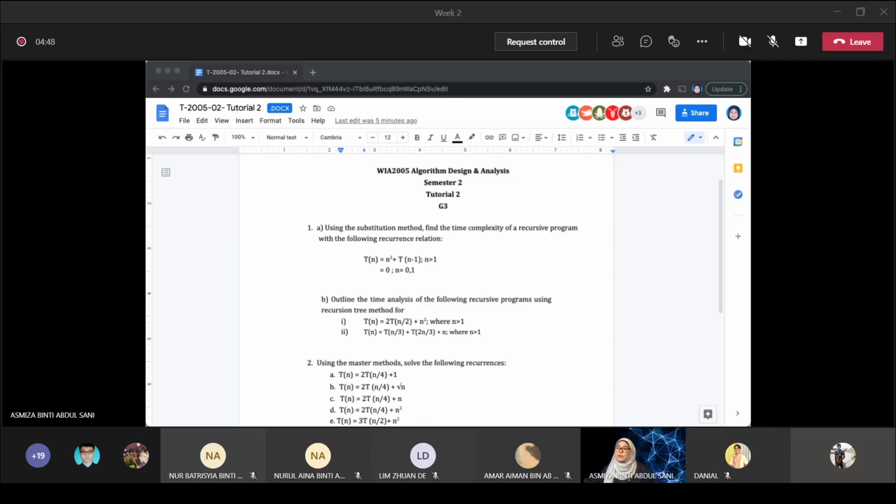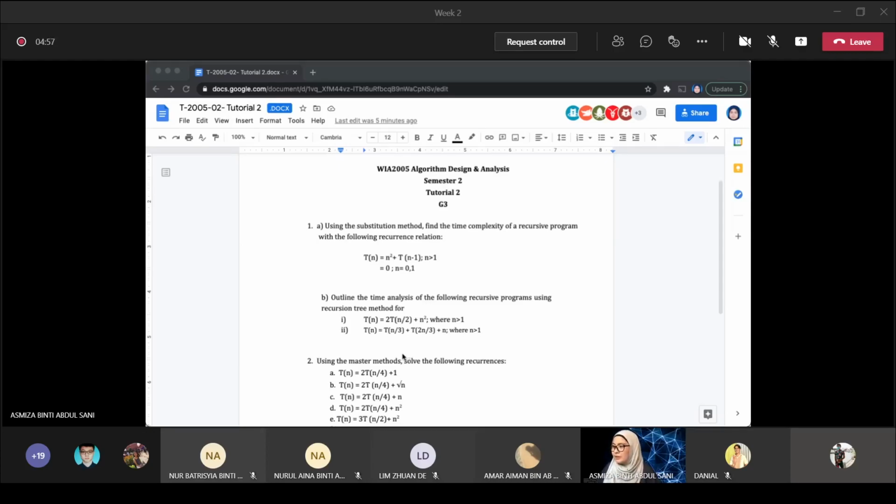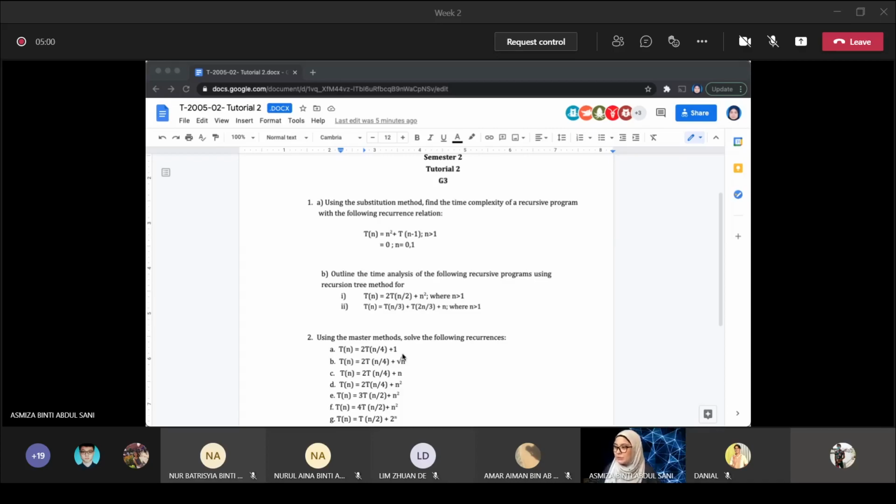Today we're going to be looking at some questions, applying those methods. Let's look at the first one, which uses the substitution method, for this recurrence relation: T(n) = n² + T(n-1), where n is more than 1.